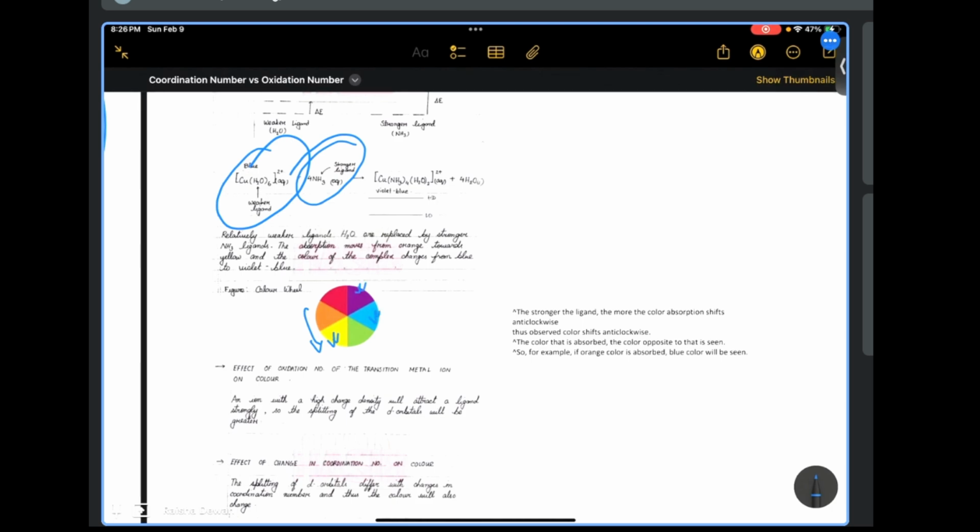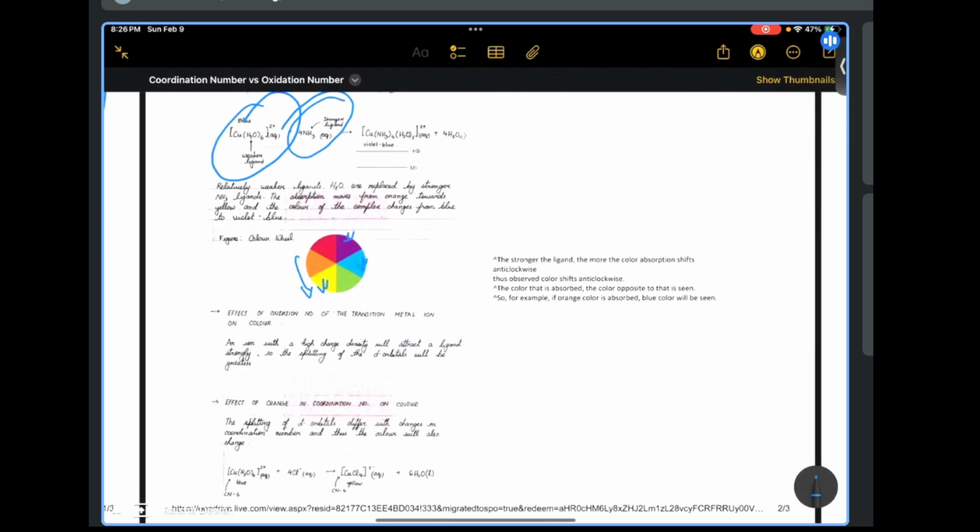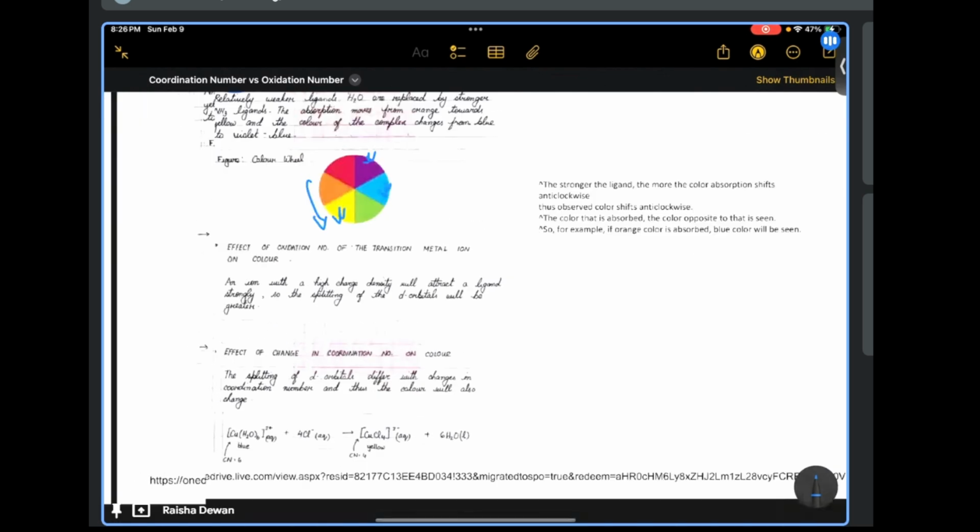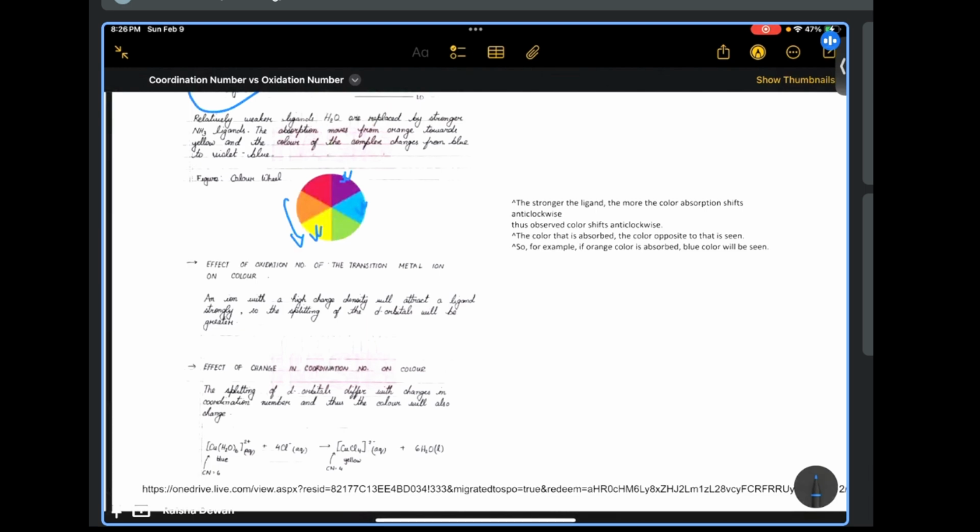Okay. Relatively weaker ligands H2O are replaced by stronger NH3 ligands. Now, effect of oxidation number on the transition metal ion. An ion with a high charge density, if the oxidation number is high, it will have a higher charge density and will attract a ligand strongly. If you have high charge density, you will attract the ligand more strongly. If the ligand and metal ion bonding is stronger, then the splitting of the d orbitals will be greater.